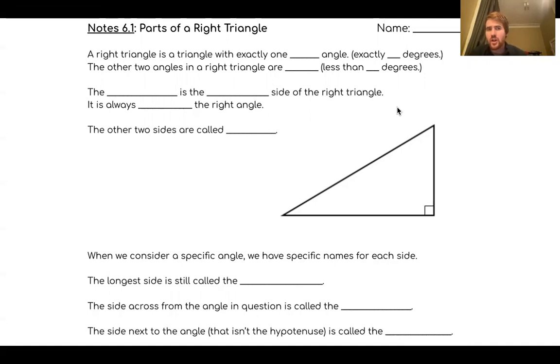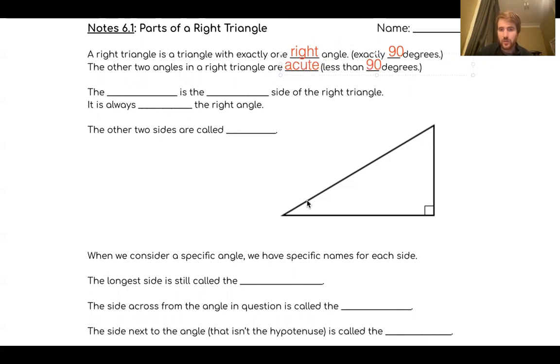Trigonometry is the study of triangles. It's specifically the study of right triangles generally. We look at other triangles a bit, but we're mainly focused on right triangles. And as you probably remember, a right triangle is a triangle with exactly one right angle. That's why we call them right triangles. Remember that a right angle is an angle that is exactly 90 degrees. The other two angles in a right triangle are going to be acute angles, less than 90 degrees.